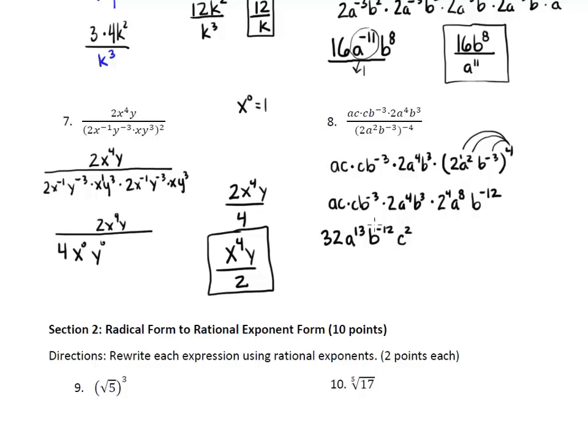So now the only thing I have left to do is change this negative exponent. So I can move this B to the negative 12 down to the denominator. And I have 32A to the 13th C squared, all divided by moving this down to the bottom, is B to the positive 12 power.